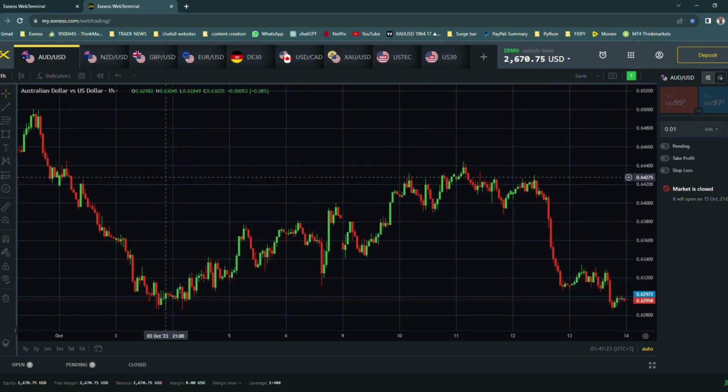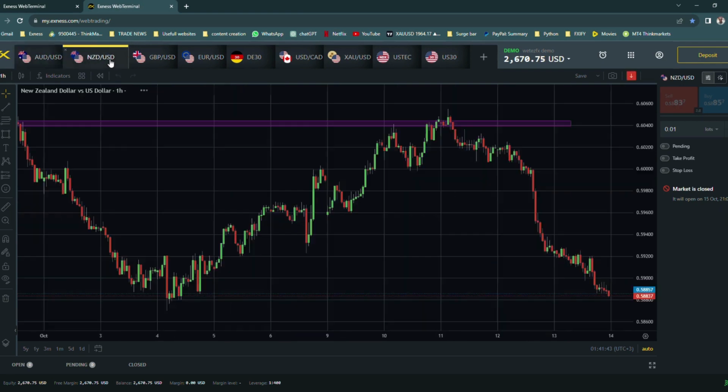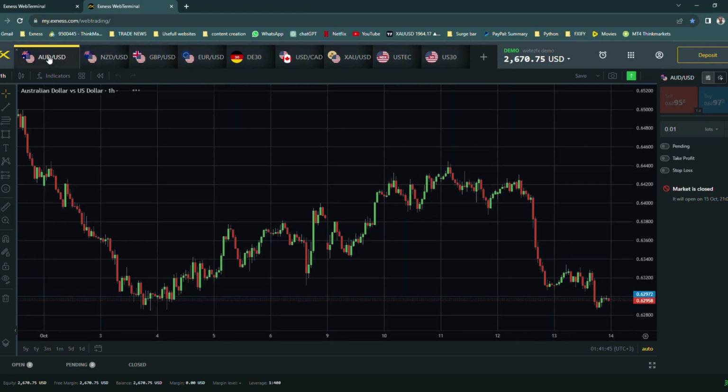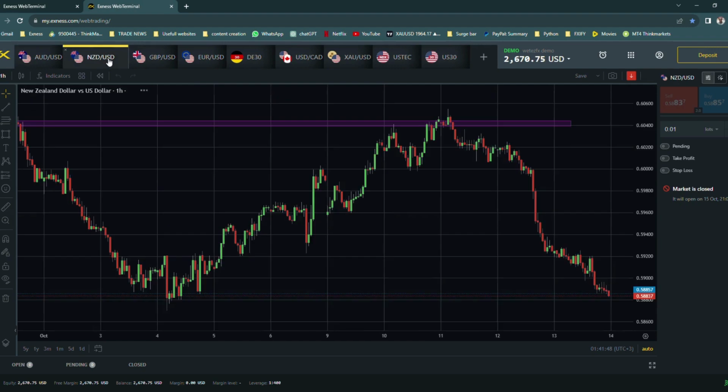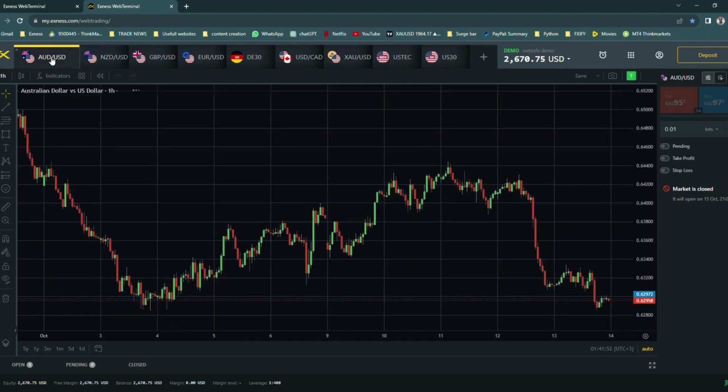So Asian session, we always have the AUD and New Zealand and all the pairs that correlate with these two currencies. They always have volatility in the Asian session. It means when it comes to London or New York session, their volatility goes down. So these two, AUD and New Zealand, and all the pairs that are correlated with these two will always have volatility in the Asian session.